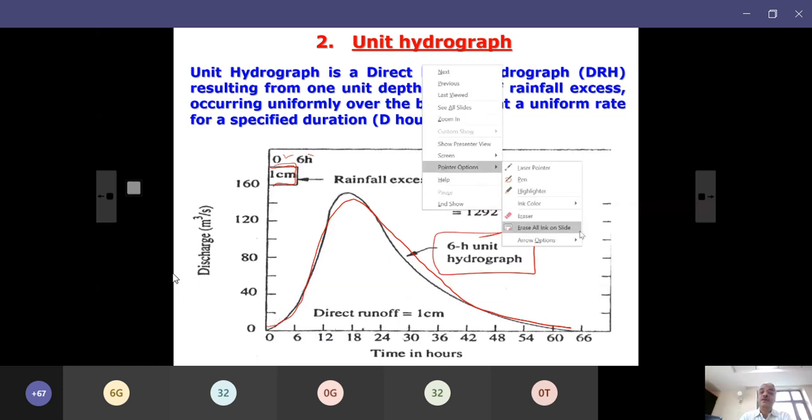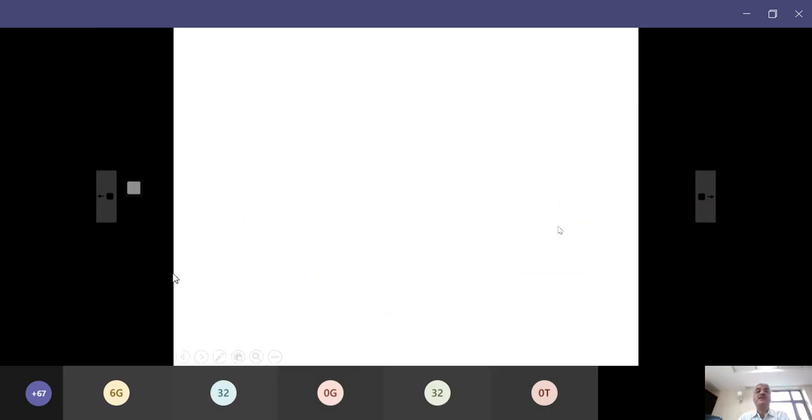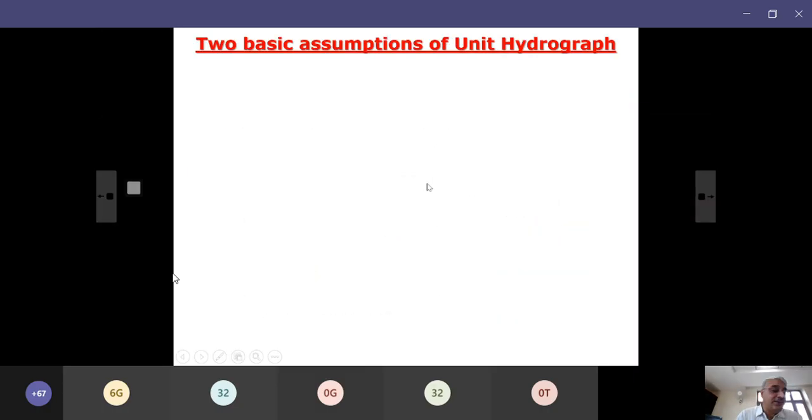Simple. Now there are 2 principles or 2 assumptions in unit hydrograph which are not very off the mark also. They are very useful for us, for our purpose, at least when we want to do design discharge calculations. What are those assumptions? First is known as time invariance.